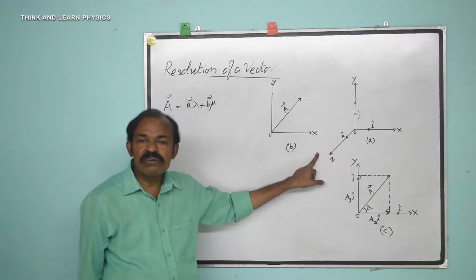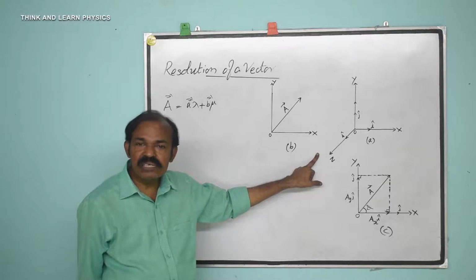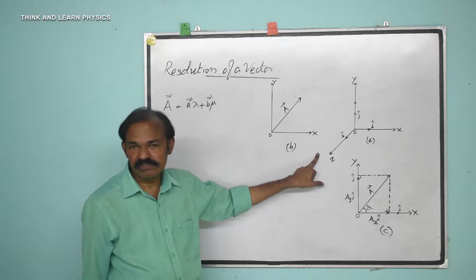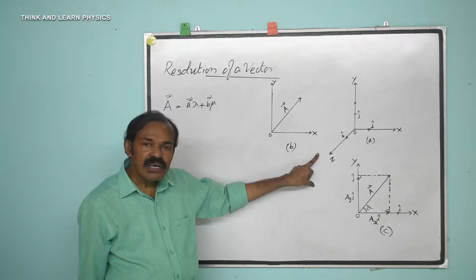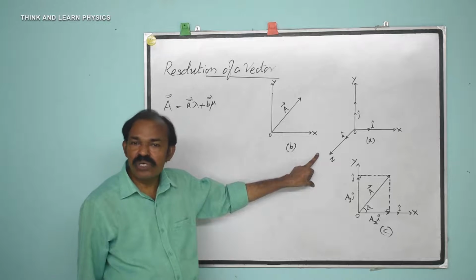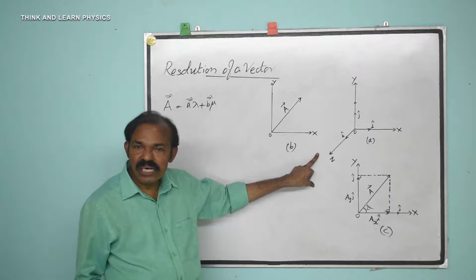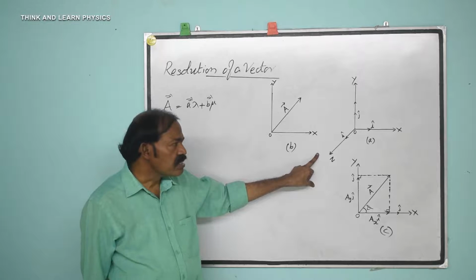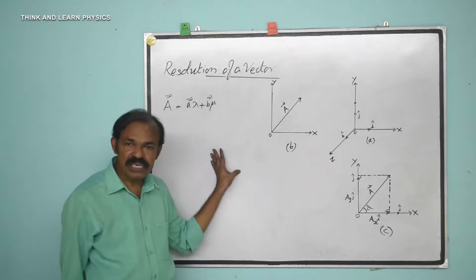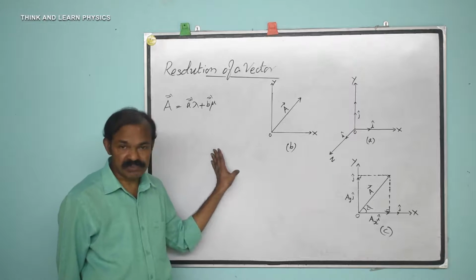What do you mean by unit vectors? Unit vectors are vectors with unit magnitude. They have no dimension and no unit. Unit vectors do not have dimensions or units. Such unit vectors can be used to represent the given vector A vector.